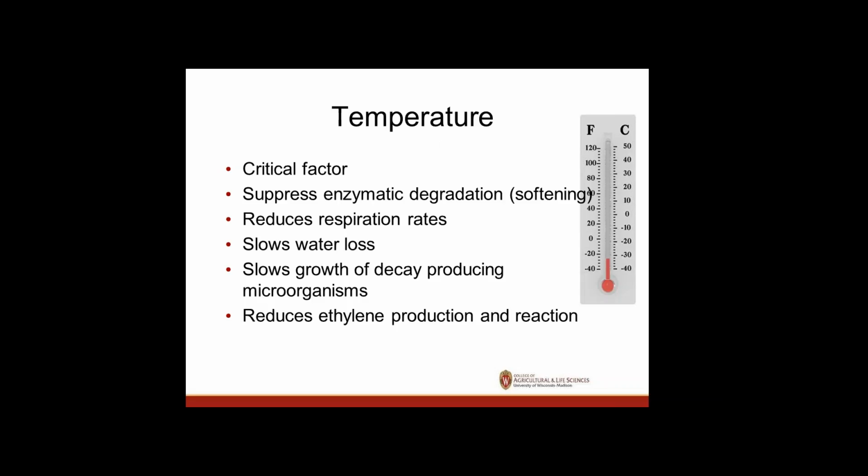If we have low temperature, it can suppress enzyme degradation or softening. It also reduces respiration rates. Basically, when you pick something, it's still alive. It's still converting sugars or starches into sugars and feeding off those. So it's producing water and CO2, and in some cases, ethylene, which is a ripening hormone. Lower temperature will reduce water loss. It can slow decay of produce from microorganisms. Some aren't very active at low temperatures, and it reduces ethylene production or the reaction to it.